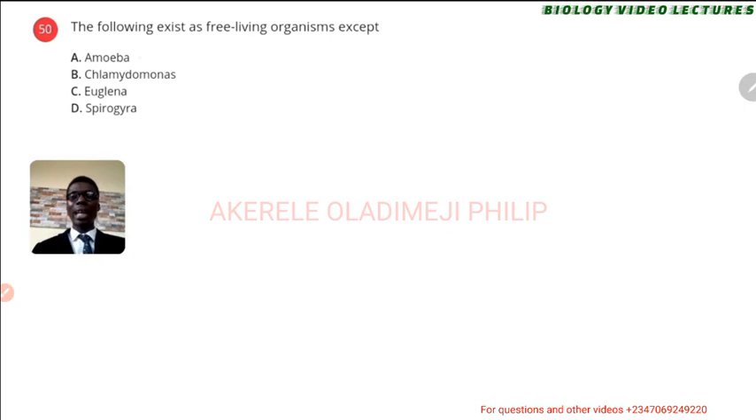But amoeba, there are other species of amoeba that can actually be a parasite to humans. For example, we have Entamoeba histolytica, which causes liver abscesses. This is parasitic in nature, all right? So these other ones are all free living all the way, but amoeba has some of its members that can actually be a parasite to humans or other organisms.